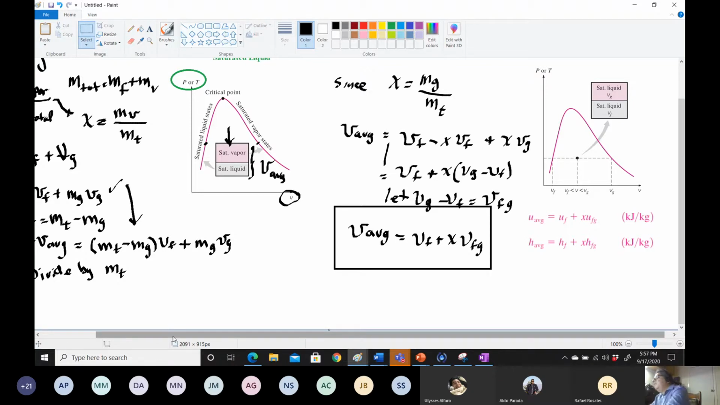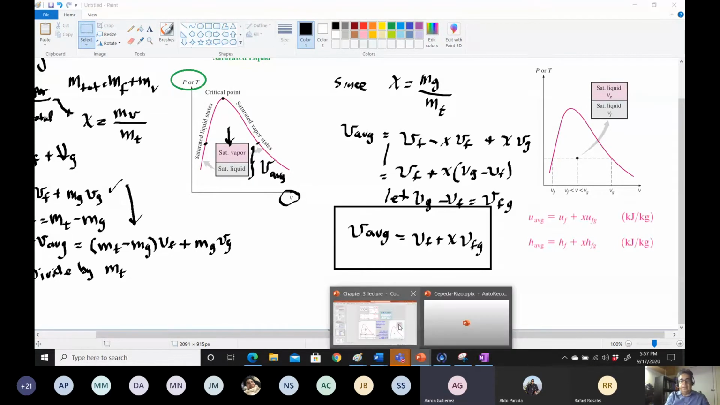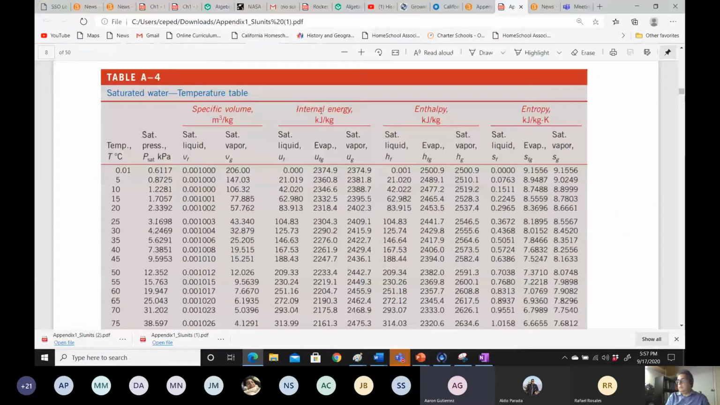All right, if there are any questions on that, let me know. We're gonna do some examples. Yeah, go ahead. So U is, you said internal energy? Yeah, U is internal energy. So here it is here.